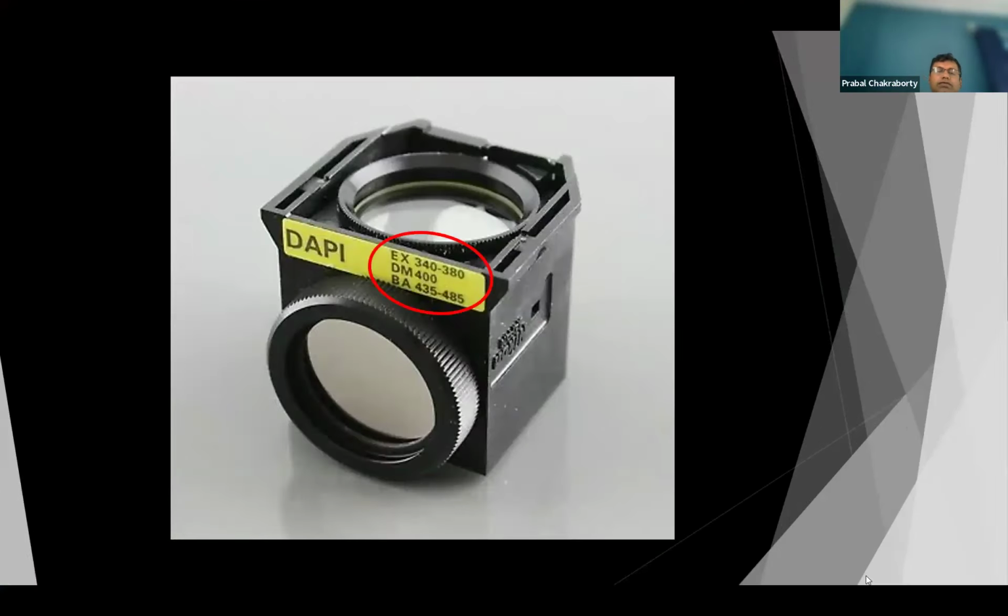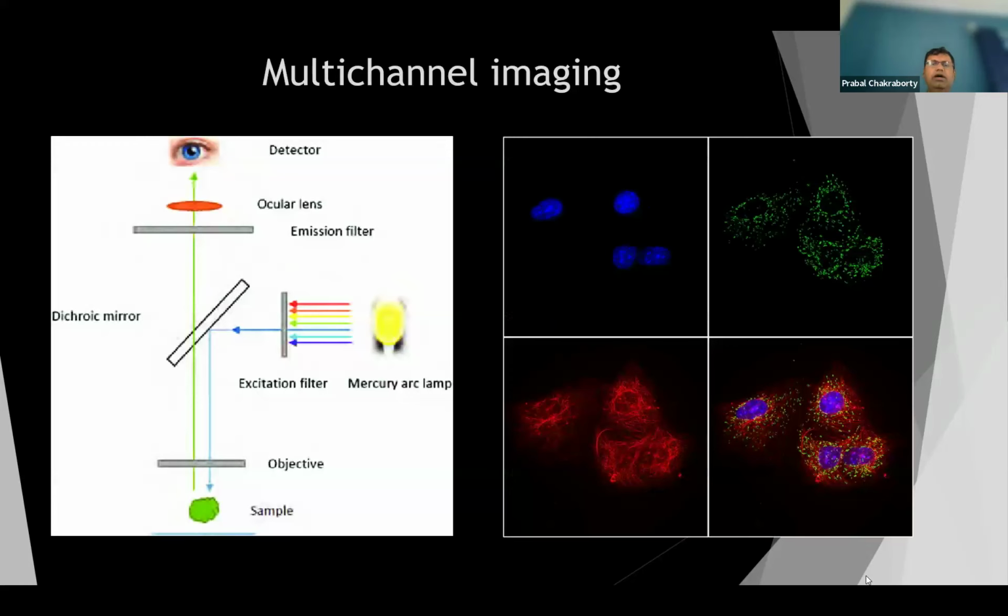That is how the filter specification should match the fluorophore for excitation and emission to get the best output from fluorescence microscopy. So this is the basic part of fluorescence microscopy. Now, let's say we want to capture a multi-channel image, how can we do that?